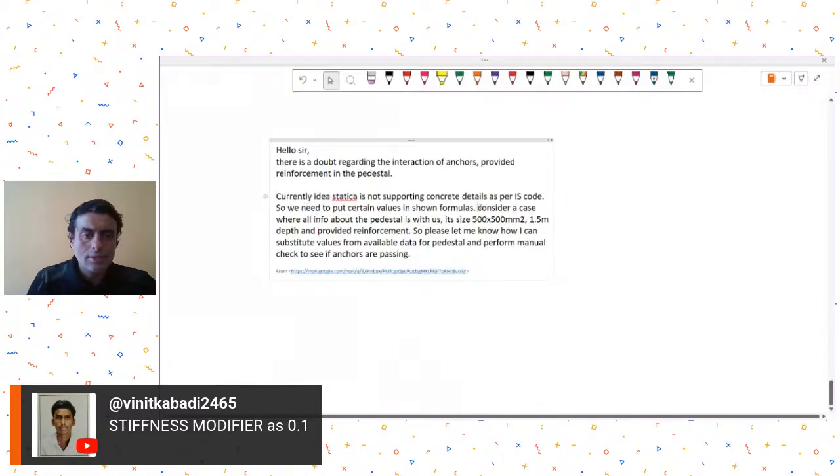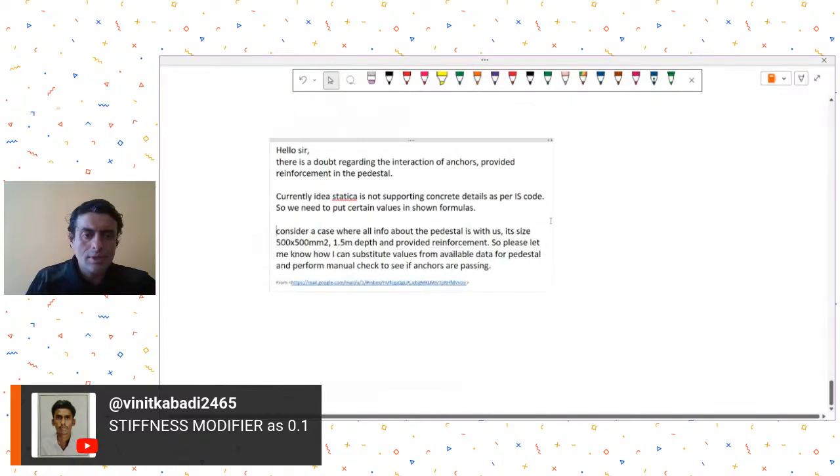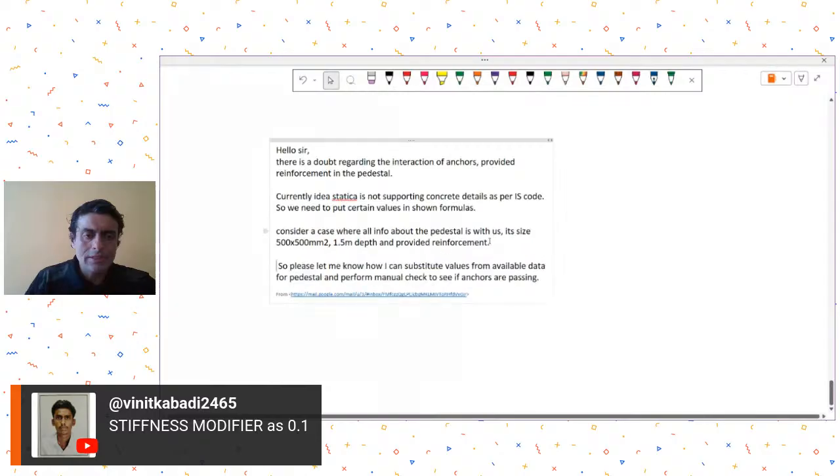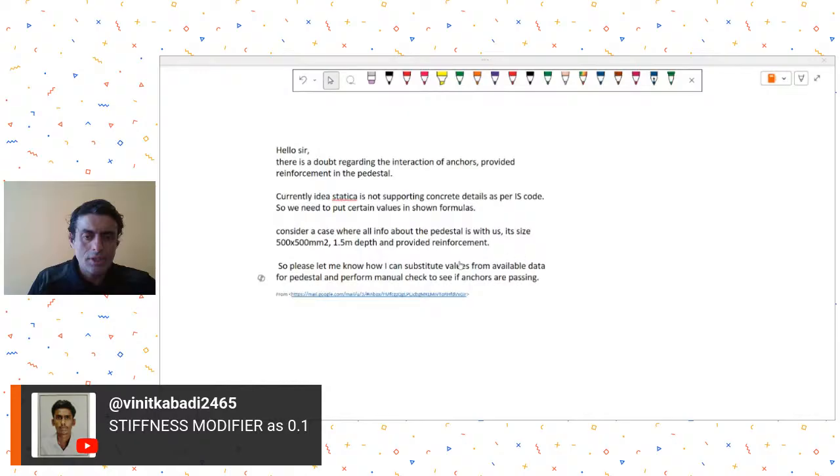Consider a case where all info about the pedestal is with us. Its size is this, this is the depth, and this is the provided reinforcement. So please let me know how I can substitute values from the available data for the pedestal and perform a manual check to see if the anchors are passing. And then he has shared this image. It's a screenshot from Idea Statica.